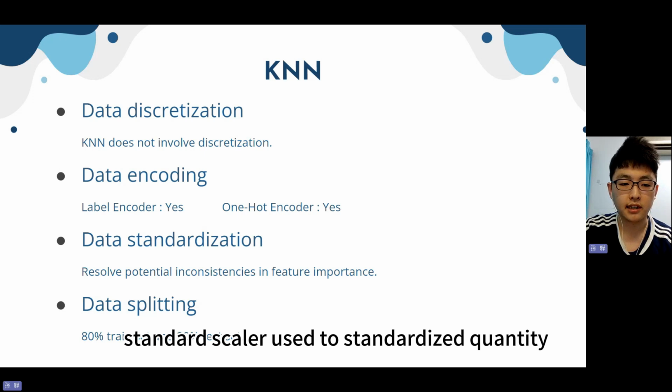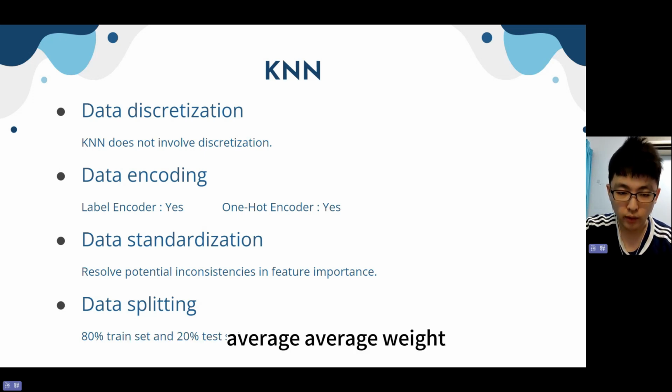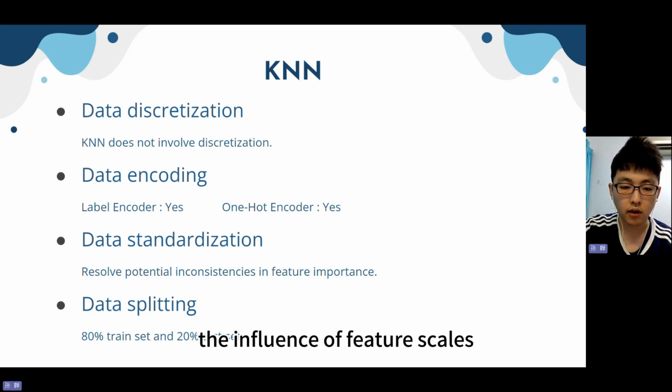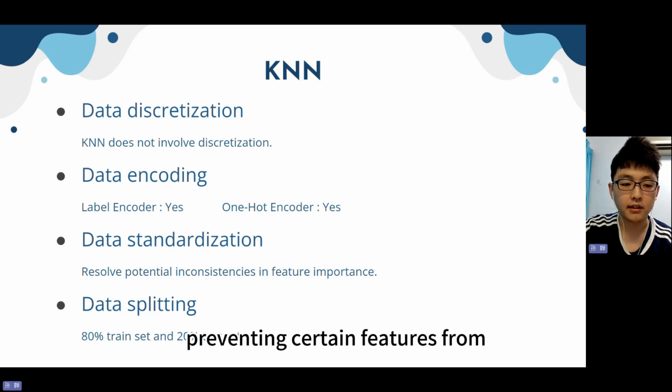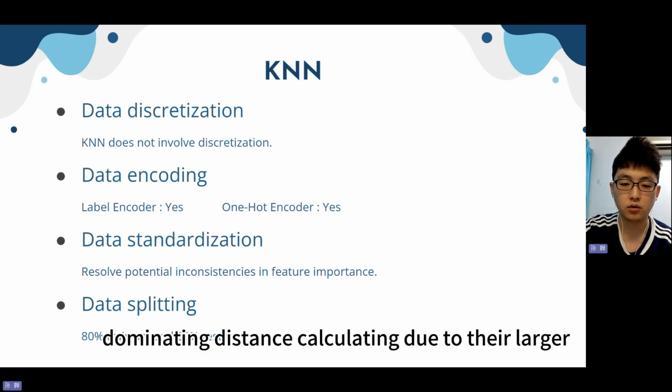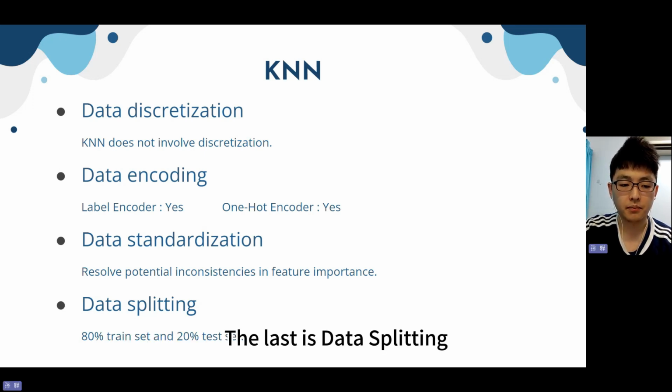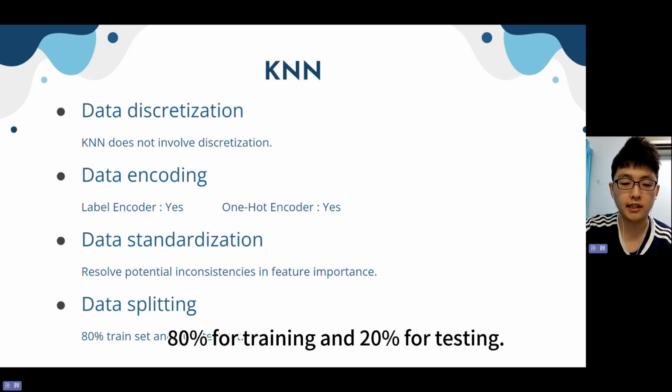Third is data standardization, the standardized numerical variables. Standard scaler is used to standardize quantity, average weight, and average price. Standardization helps eliminate the influence of feature scales, preventing certain features from dominating distance calculation due to their larger numerical range. The last is data splitting. The dataset is split with 80% for training and 20% for testing.